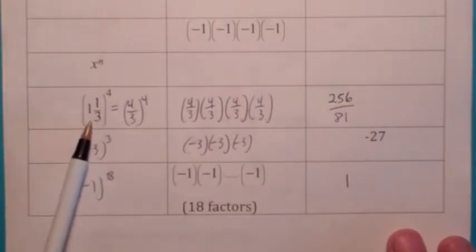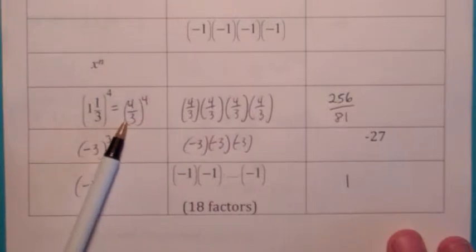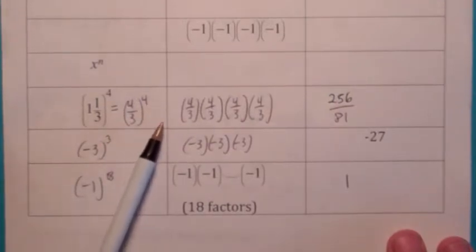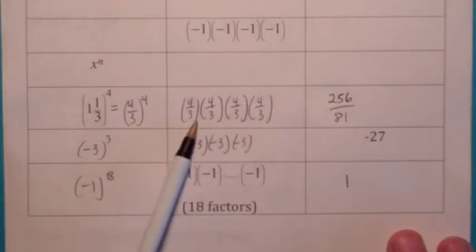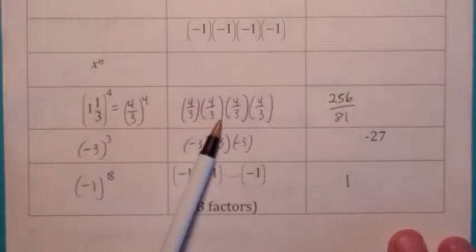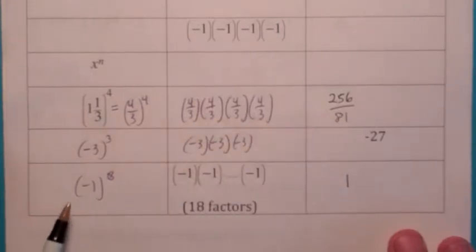Okay, on the left side, did you change to an improper fraction? That's a good idea. And then the base is 3/4, the exponent is 4, so it's, I should have said 4/3. The base is 4/3, the exponent's 4, so you have 4/3 times itself 4 times. On the top, 4 times 4 times 4 times 4 happens to be 256. On the bottom, 3 times 3 times 3 times 3 happens to be 81.